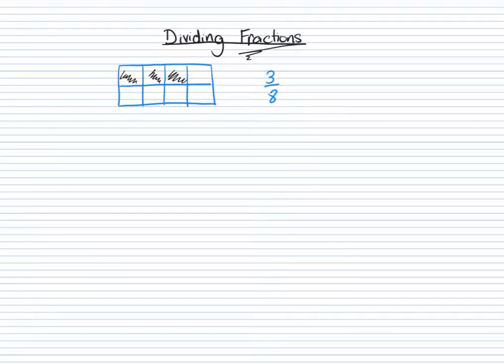Now basically I'm just asking you to look at those 3 pieces that I have, and I'm asking how many 1/8 pieces are in here, and you can clearly see there's 1, 2, 3 of those in here. So if you divide that 3/8 by 1/8, how many of those 1/8 pieces are in the 3/8? There are 3 pieces.